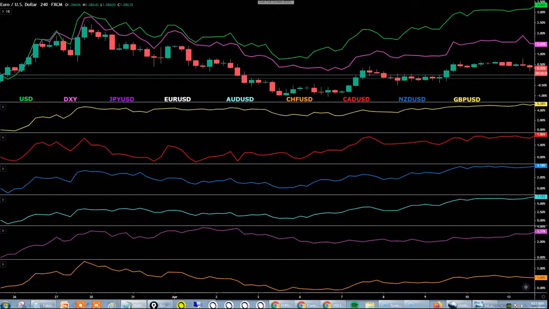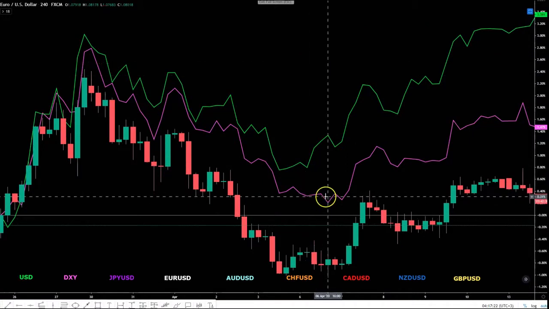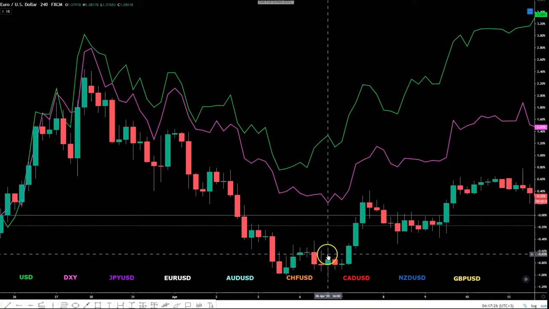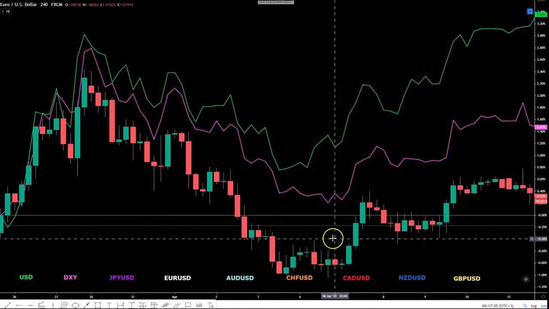In this case, we're going to be looking at the Euro US dollar against the actual US dollar index. For that, I want you to pay attention to what I've got overlaid here in the main chart. In green, I have my proprietary US dollar index. In a magenta line, we have the mainstream US dollar index, or DXY. In a candle type chart, I have Euro US dollar.